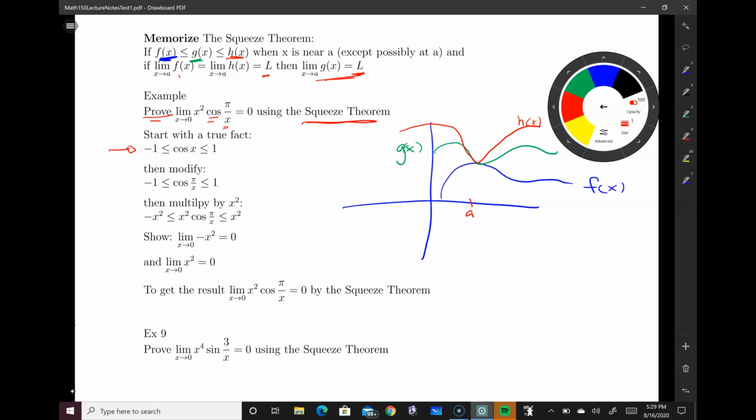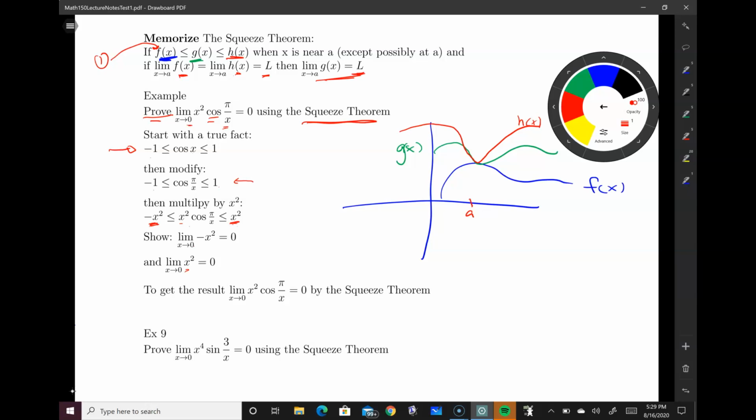Then the next step would be to multiply this whole line through by x squared. So x squared in each case. All right, so now that is this first criteria. I've got 3 functions stacked in this inequality. And now I want to take the limit of the 2 outside ones. So I take the limit of this -x squared, and I take the limit of this x squared, as x goes to 0, which was given in the problem.